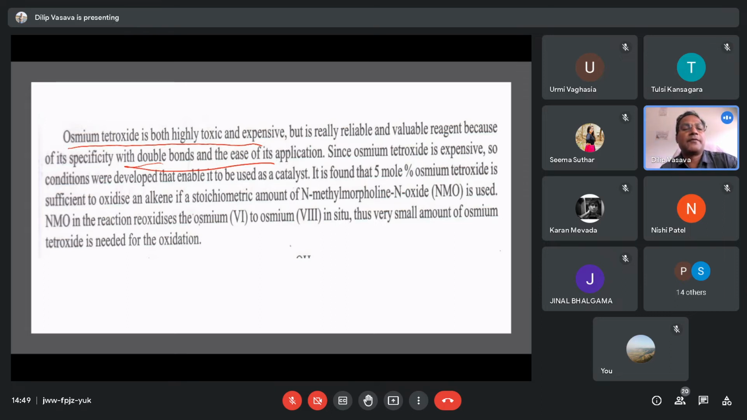So for that purpose, 5 mole percent of osmium tetroxide is sufficient to oxidize an alkene if a stoichiometric amount of N-methylmorpholine N-oxide, NMO, is used.